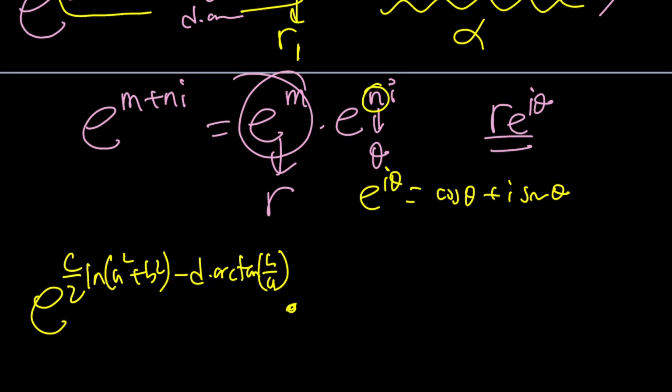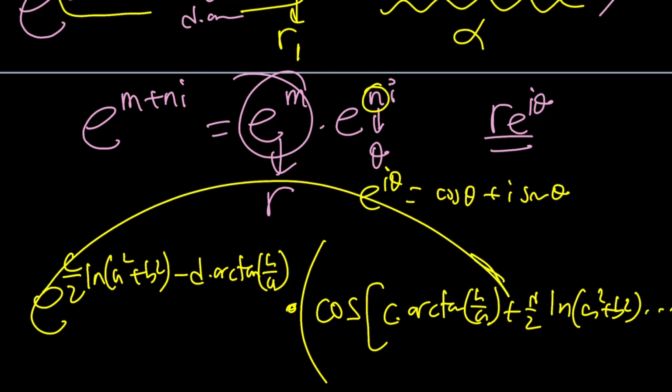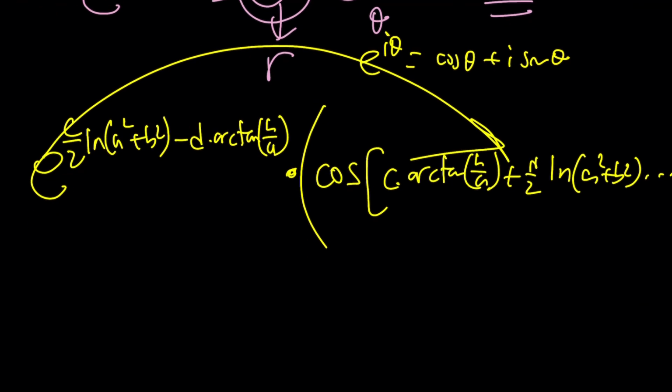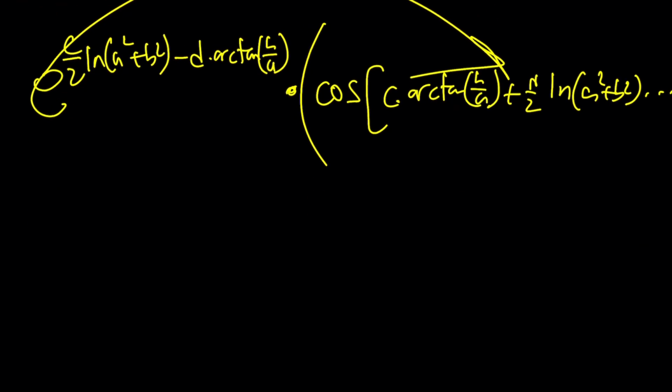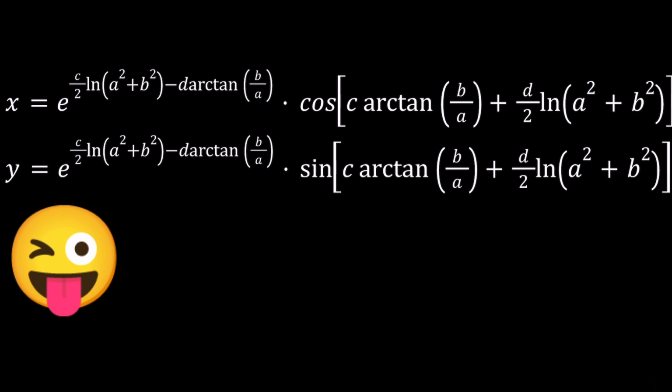It's huge, so I'm maybe just going to show you part of it because I have written it up nicely. c cosine of c times arctangent b over a plus d over 2 ln, not the square root, but ln a squared plus b squared. And then when you separate this, like multiply these two, that's going to give you x, because it's x plus yi. I remember. Don't you just love it? Let me show you. Okay, this is what it looks like. Ta-da! All right, great.